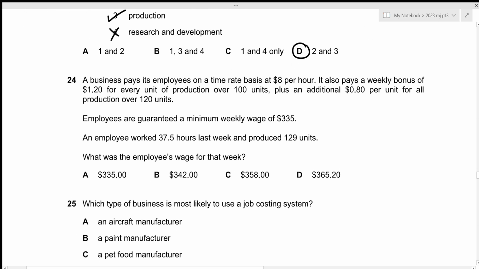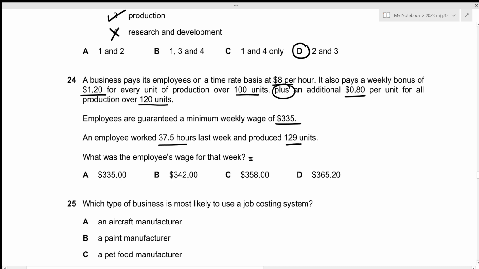A business pays its employees on a time basis at 8 per hour. It also pays a weekly bonus of 1.20 for every unit of production over 100 units, plus an additional 0.80 per unit for all production over 120 units. Employees are guaranteed a minimum weekly wage of 335. An employee worked 37.5 hours last week and produced 129 units. What was the employee's wage for that week?